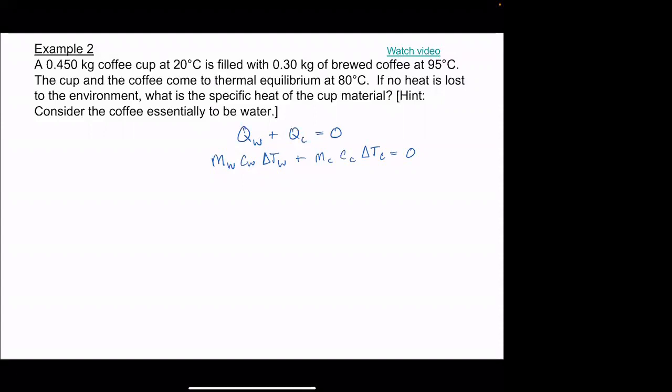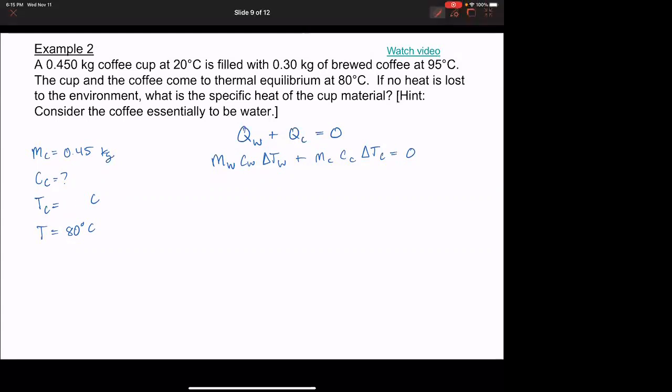So let's see what our given is. We know the mass of the cup, 0.45 kilograms. The specific heat of the cup is what we're looking for. We know the temperature of the cup is 95 degrees Celsius. That's the initial temperature. We know the final temperature of the system is 80 degrees Celsius. Oh no, excuse me, the cup's 20 degrees. Got ahead of myself. It happens sometimes. You got to be careful out there.